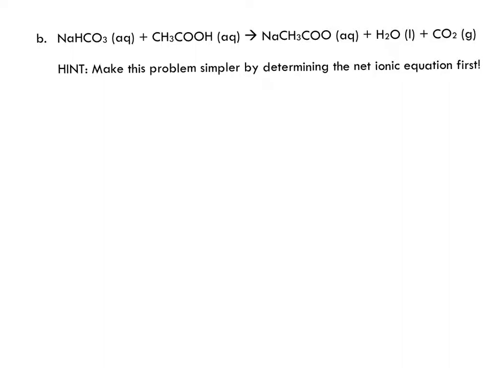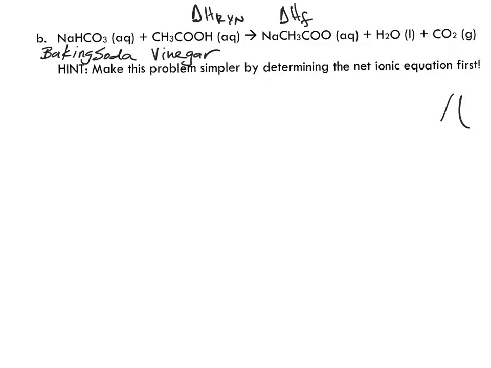Okay, again in this problem we're going to be finding the enthalpy of a reaction, the delta H of the reaction, by using the delta H of formations of the products and reactants. This particular problem is for the reaction between sodium bicarbonate, which we commonly refer to as baking soda, and acetic acid, which we also commonly refer to as vinegar. So we're looking at the reaction between baking soda and vinegar, and hopefully everybody realizes what that does, right? The reaction of baking soda and vinegar is how we make volcanoes.